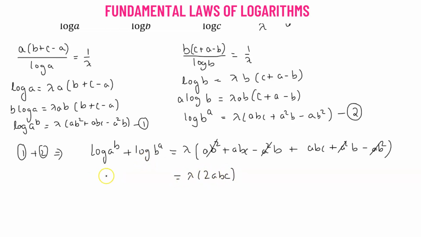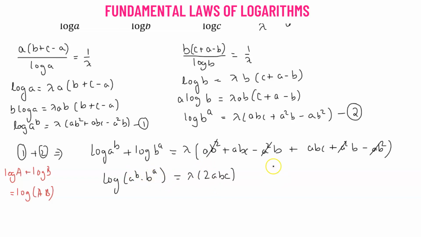Now on the left hand side, we can combine these two logarithms to get a single logarithm. Here we can use a property of logarithm. That means if we have log of a and add it to log of b, then the result is the same as log of a times b. So let's use this property, and this is going to give us log of a raised to the power of b times b raised to the power of a.